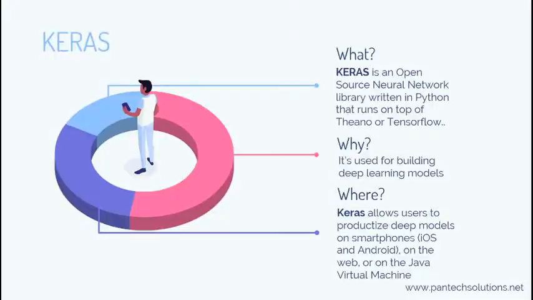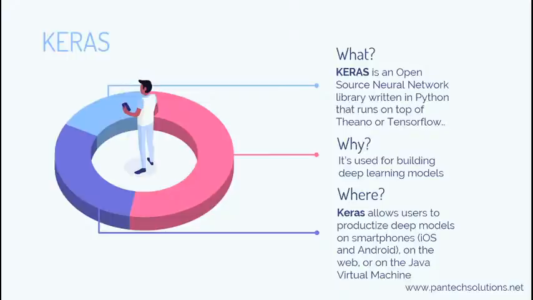Then Keras is an API to build neural network algorithms. For example, we already told you about TensorFlow. If you want to develop a neural network algorithm, we use this Keras API to build the neural network algorithm.